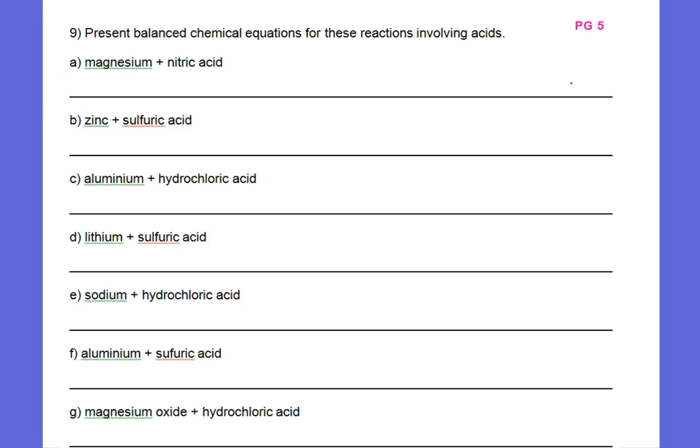At this stage of the course, it's very important you can balance chemical equations, particularly those involving acids. So there's a series here to balance. Please make sure you balance them, and then you can check the next. We'll pause the video and then play it again and check your answers.